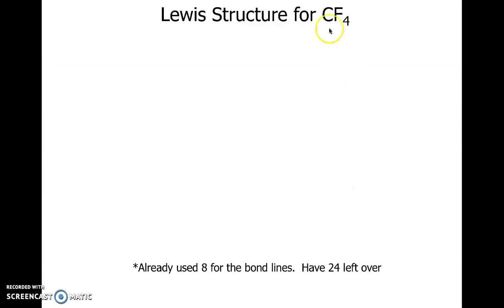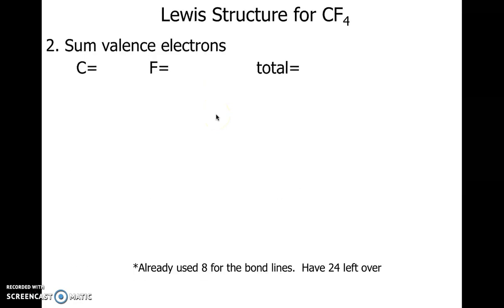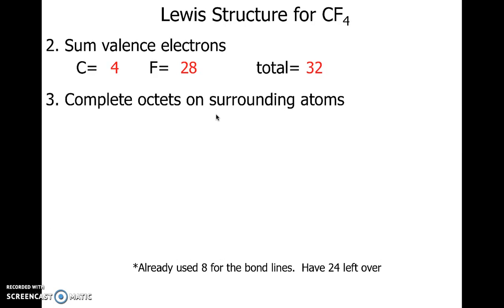If we have CF4, sum up all the valence electrons. We've got 4 electrons coming from carbon, and we have 7 electrons coming from each of our fluorines for a total of 28 coming from fluorine. That gives us a complete total of 32 electrons. We're going to complete the octets on the surrounding atoms after we've drawn our skeletal structure. So let's start with the skeleton structure. We put carbon in the middle, we put the 4 fluorines around it, and we draw the bonds in. Now I used 2, 4, 6, 8 electrons in doing these bonds. So if I take 32 minus 8, I've got 24 left.